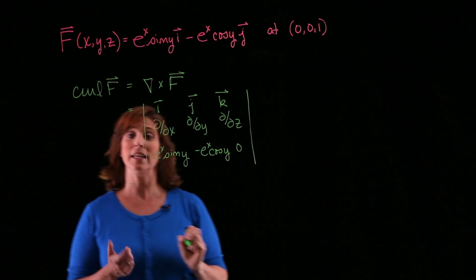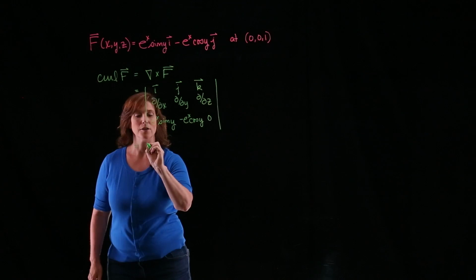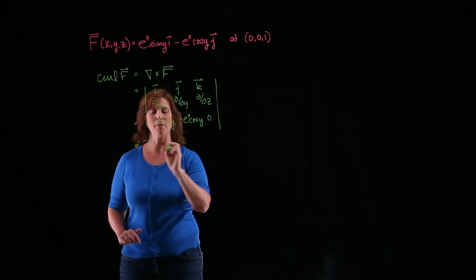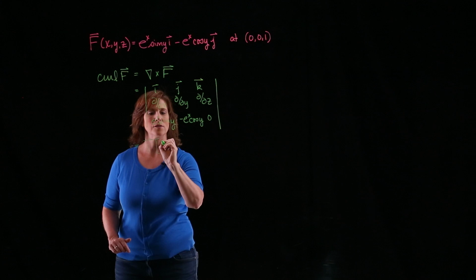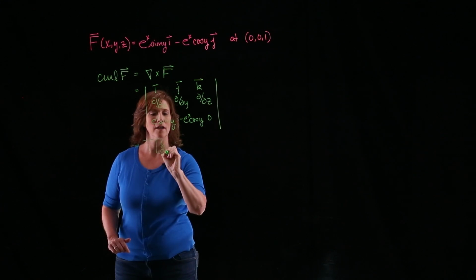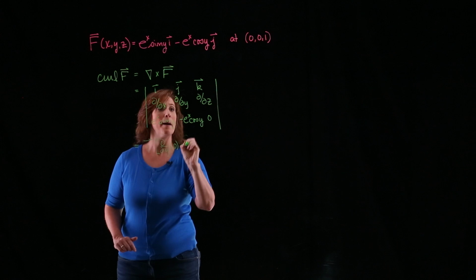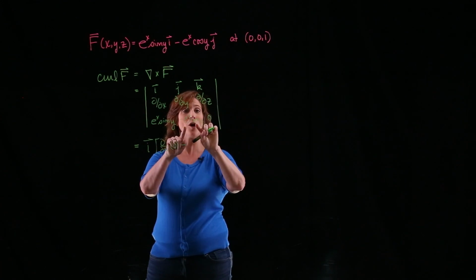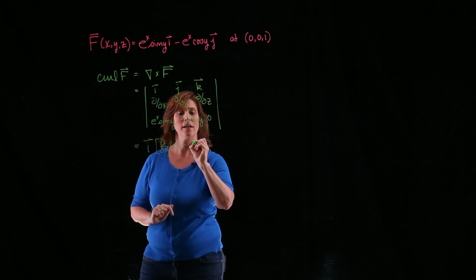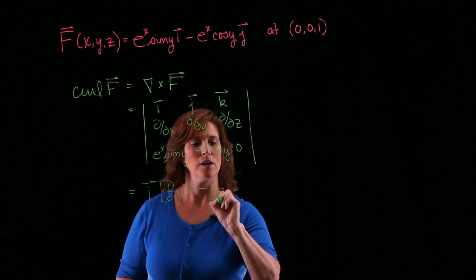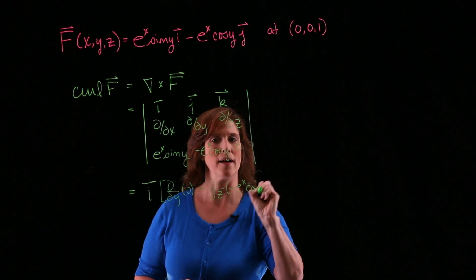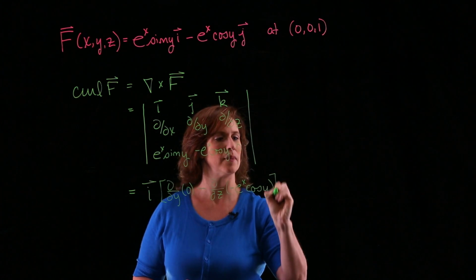All right, so finding the determinant. I begin with using vector i and taking the partial of 0 with respect to y, minus the partial of minus e to the x cosine y with respect to z.